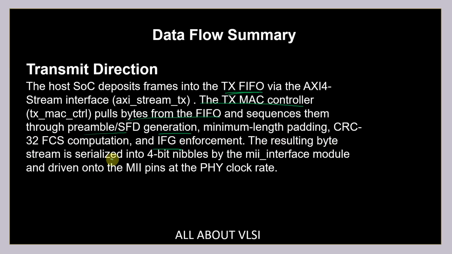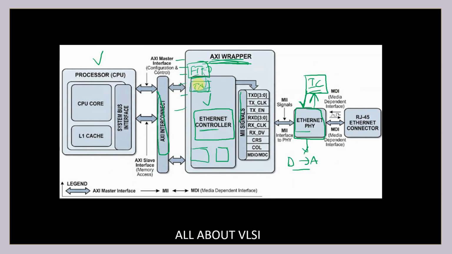And the resultant byte is serialized into 4-bit nibbles by the MII interface model and driven onto the MII pins at the physical clock. So the TX is going to pull the data from this FIFO and make a packet. After making a packet, it is going to slice it and convert it into 4-bit, and give it to this MII interface. Why 4-bit? You might have listened to the previous lectures where we discussed the MII interface. You might have known it.